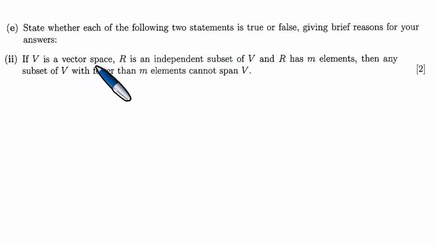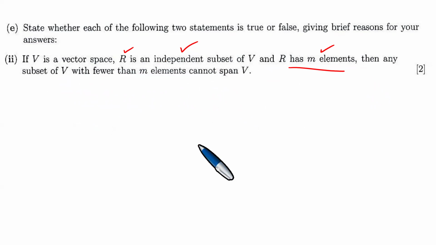If V is a vector space, R is an independent subset of V. So you have a vector space, and R is an independent subset of V. That is what I'm saying: everything here is about linear independence. So here they're telling you that R is a linearly independent subset of V, and R has M elements. Then any subset of V with fewer than M elements obviously cannot span V.